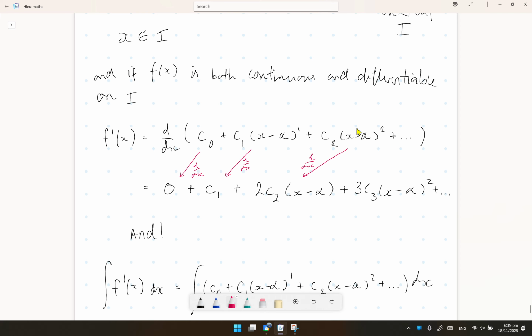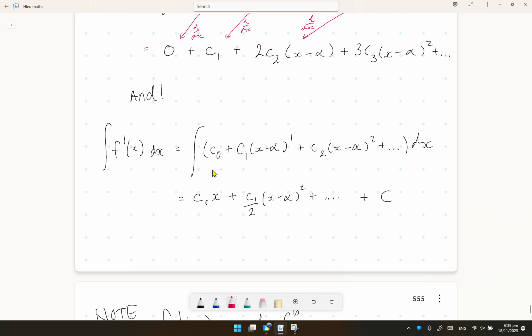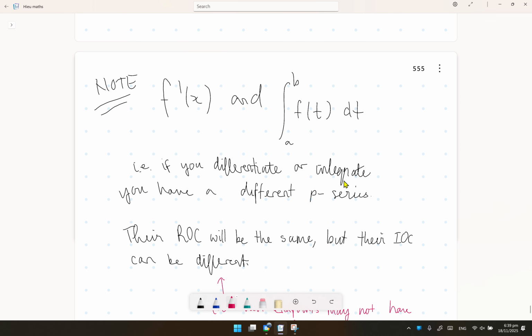So you can see how, for example, with the power rule, the 2 goes into the front. This is 2 minus 1, so equal to 1. That's the kind of idea. You can differentiate it. You can also integrate it. C0 turns into C0x. C1(x minus alpha) to the power of 1 turns into C1 over 2 (x minus alpha) to the 2. So that's the idea. If you differentiate and integrate, you have a different power series.